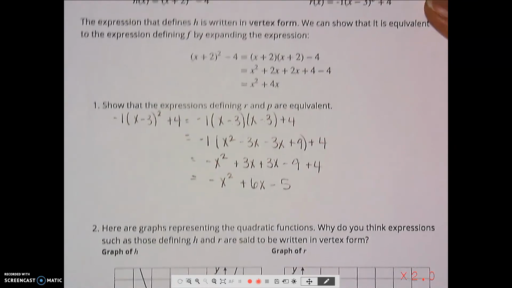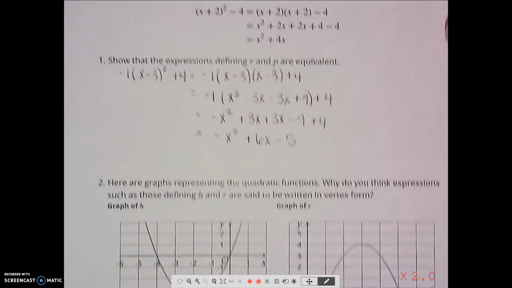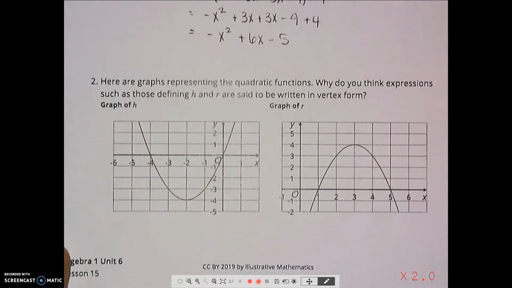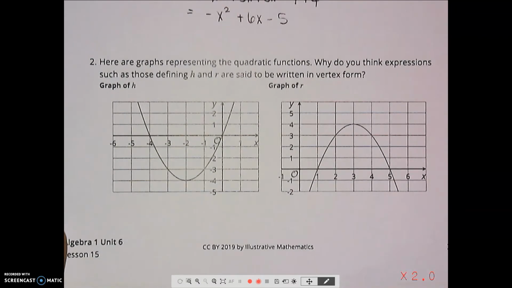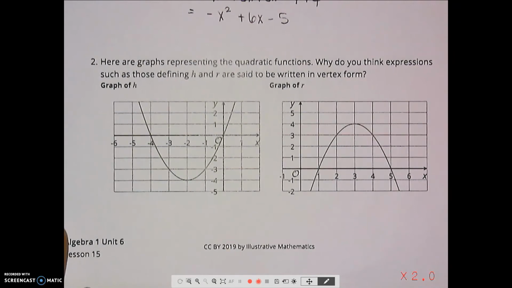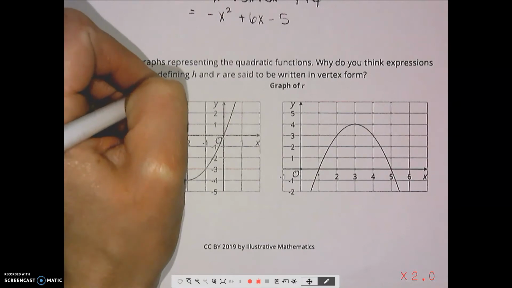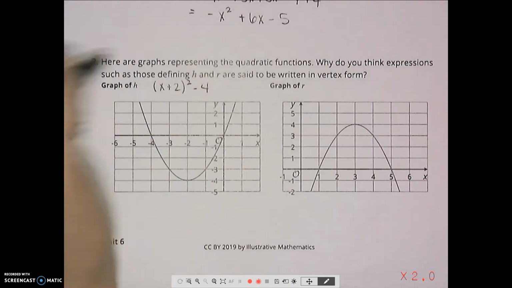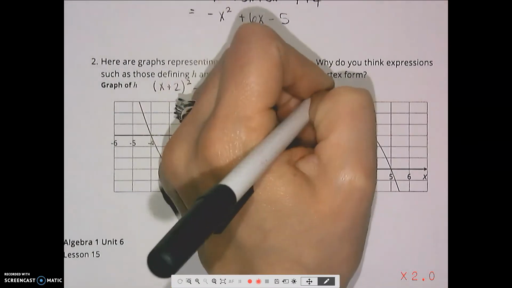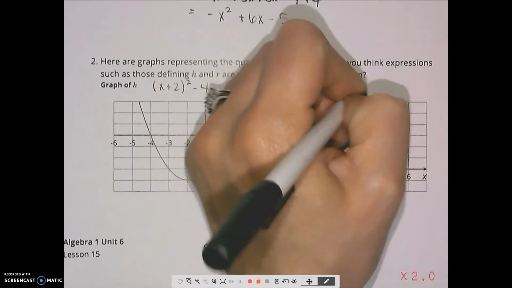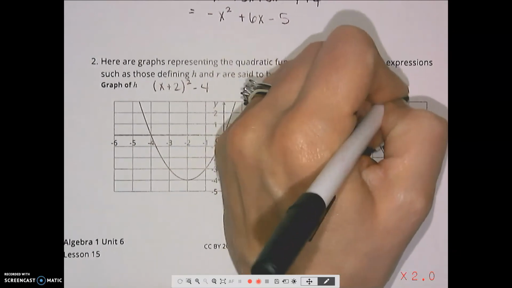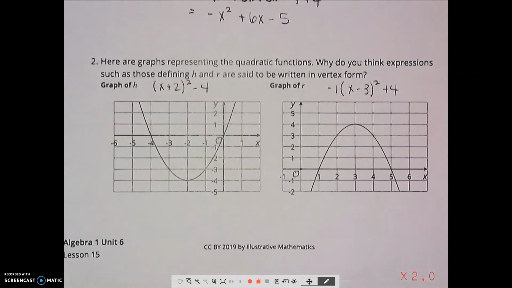Number 2 says, here are the graphs representing the quadratic functions. Why do you think expressions such as those defining h and r are said to be written in vertex form? Up top, they told us that h was x plus 2 squared minus 4, and that r was -1 times the quantity x minus 3 squared plus 4. So why do you think those are written in vertex form?